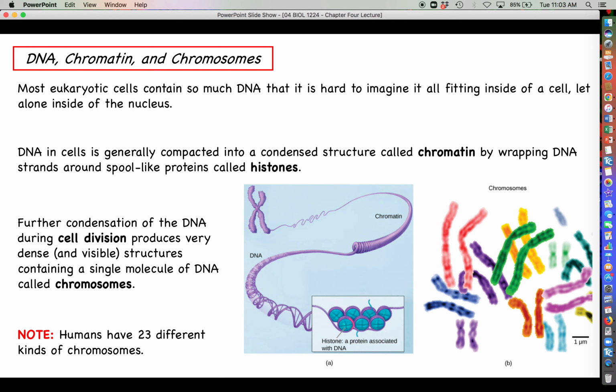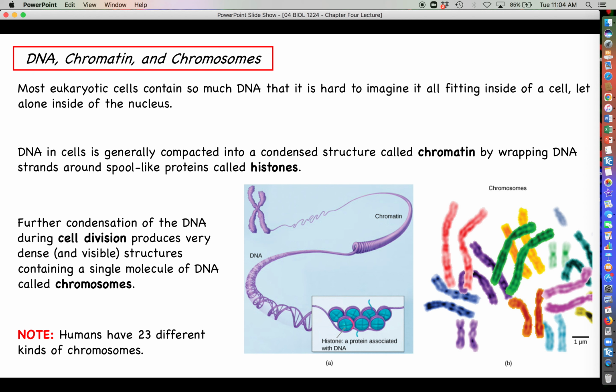Okay, so speaking of DNA, chromatin, and chromosomes, we'll go into more detail here on that if you found what I said on the previous slide to be a little bit vague. The idea here is that most eukaryotic cells carry so much DNA that it's difficult to imagine it all fitting inside the nucleus, let alone fitting inside the whole cell itself. So if you think about the actual volume of DNA that has to be stored inside of a cell, it's a lot, is basically what we're trying to say here. So how can we actually fit all of the DNA inside of the nucleus or inside of the cell itself?